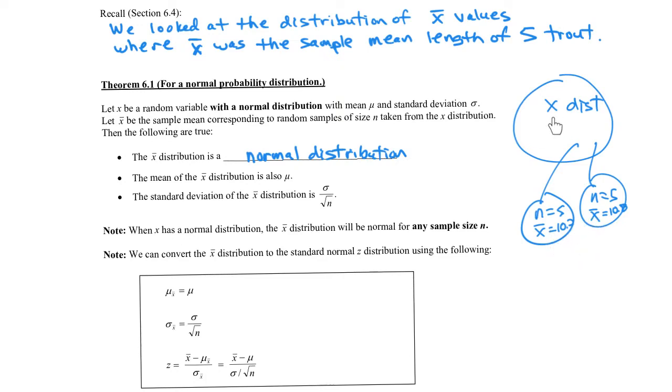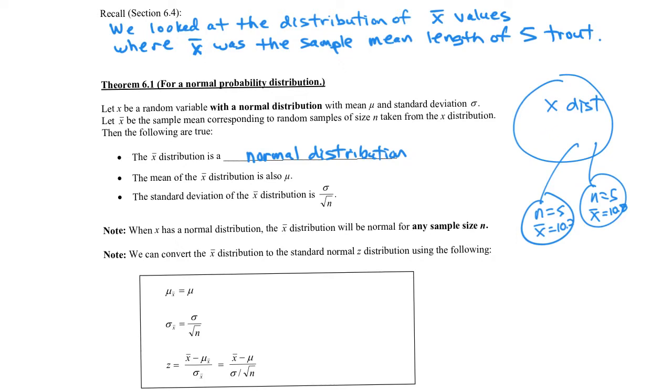So what this is saying is that if this x distribution is a bell-shaped curve, or is a normal distribution, then this distribution will also be a normal distribution. So when we line up all these x bars, all these values, we're going to get another normal distribution. And it says that the mean of this x bar distribution is the same as the mean of this distribution.